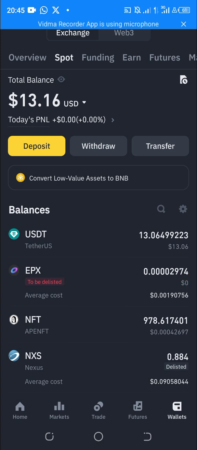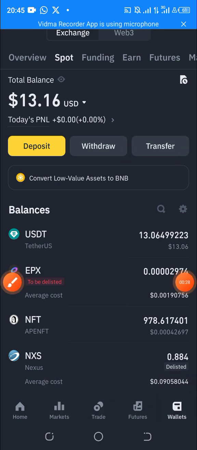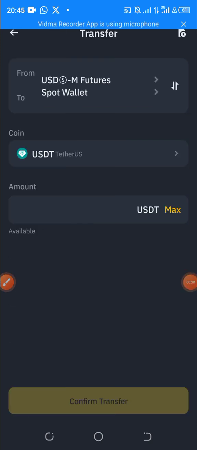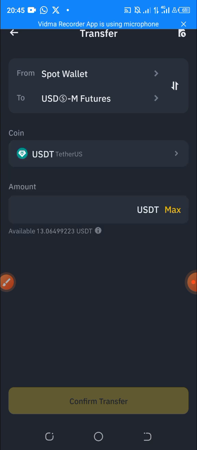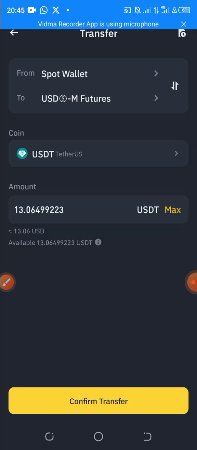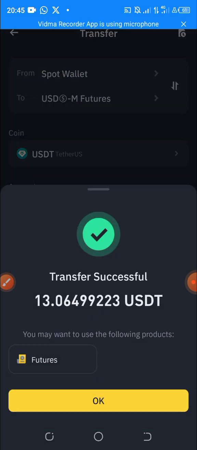You can see transfer here. So you click on transfer, and you transfer from your spot to your USD-M futures. I want to transfer USDT. I'm transferring everything, $13, to my futures account. So I have successfully transferred this amount to my futures account.